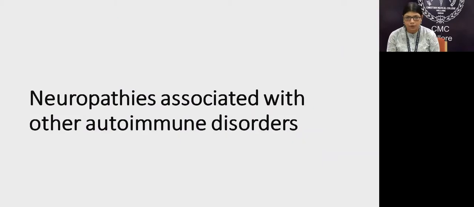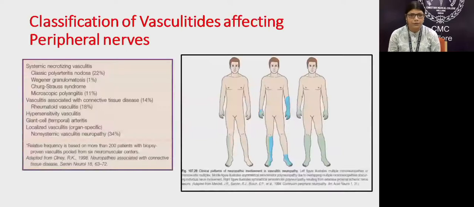Now, coming to the last part of the presentation, that is the neuropathies associated with other autoimmune disorders. The most important thing which we'll be discussing is vasculitis. So, the vasculitis can be systemic or non-systemic. Non-systemic means it is organ specific. The most common form of vasculitic neuropathy which we see is non-systemic vasculitic neuropathy.